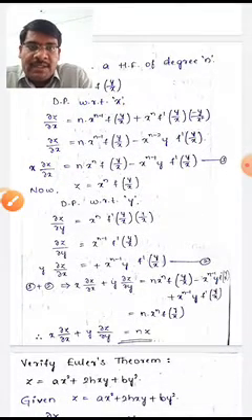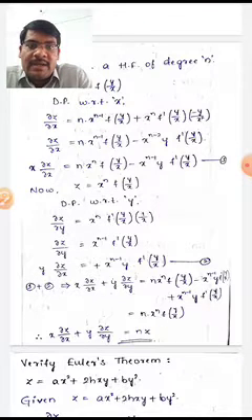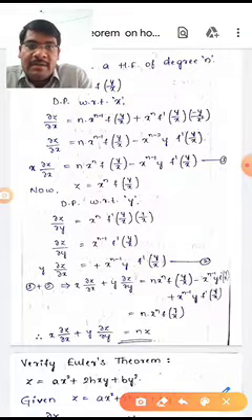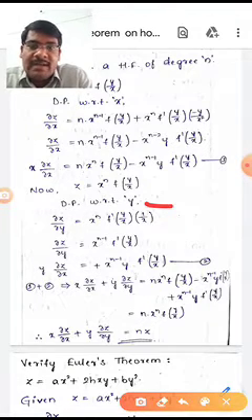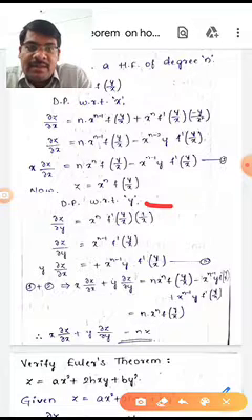For the homogeneous function z is equal to x^n f(y/x), now we differentiate partially with respect to y. ∂z/∂y is equal to x^n f'(y/x) into 1/x, that is x^(n-1) f'(y/x). Multiplying on both sides by y, we get y ∂z/∂y is equal to x^(n-1) y f'(y/x). Keep this as equation 2.